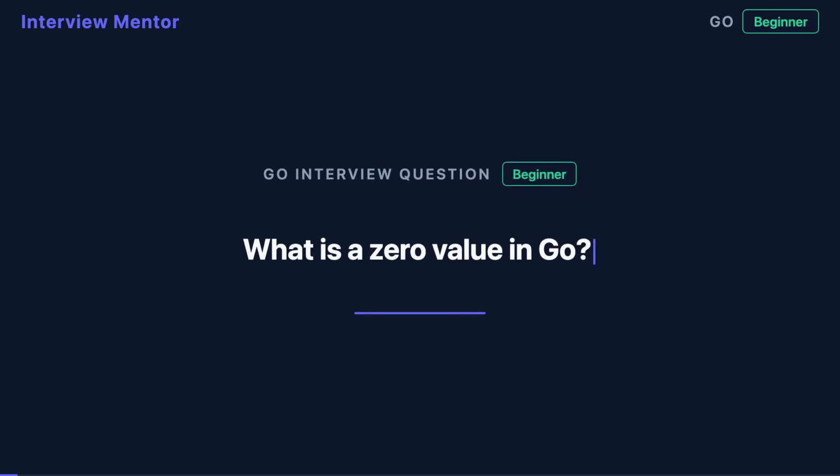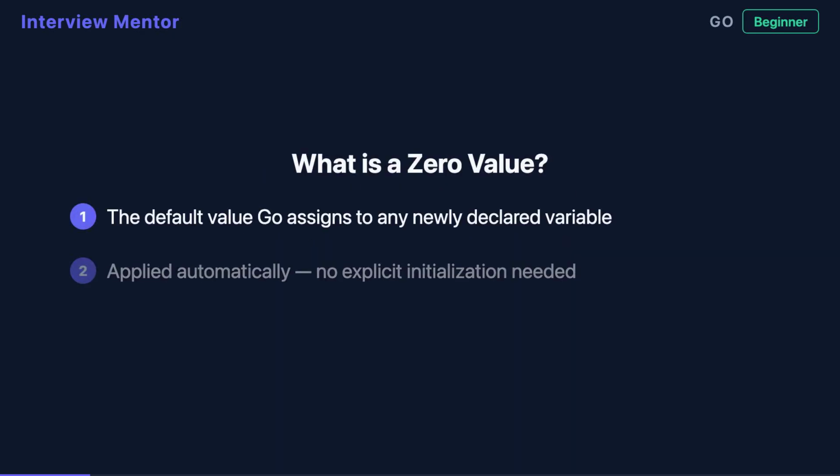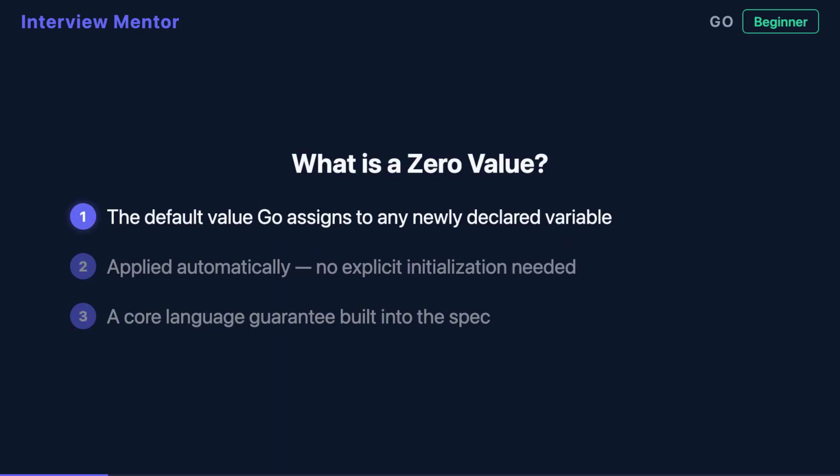Declare a variable in Go without giving it a value, and Go still guarantees it is safe to use. That is the zero value. In Go, every variable is automatically initialized to its zero value when declared without an explicit initial value. This is a core language guarantee, not an afterthought.